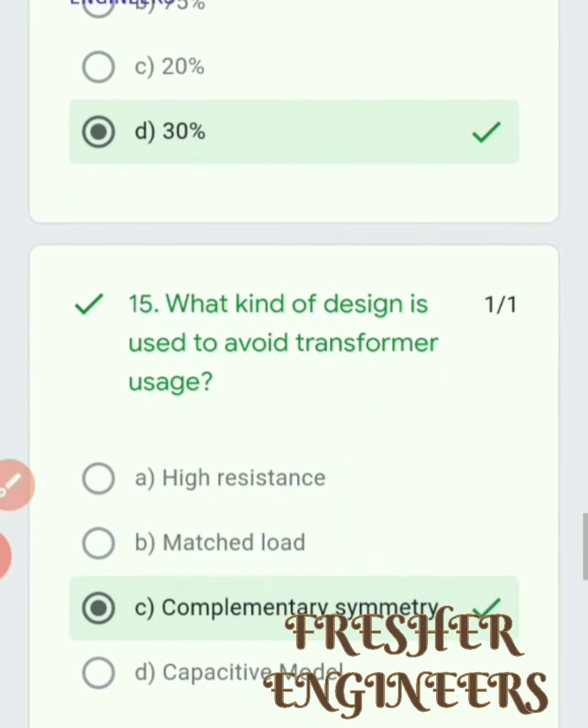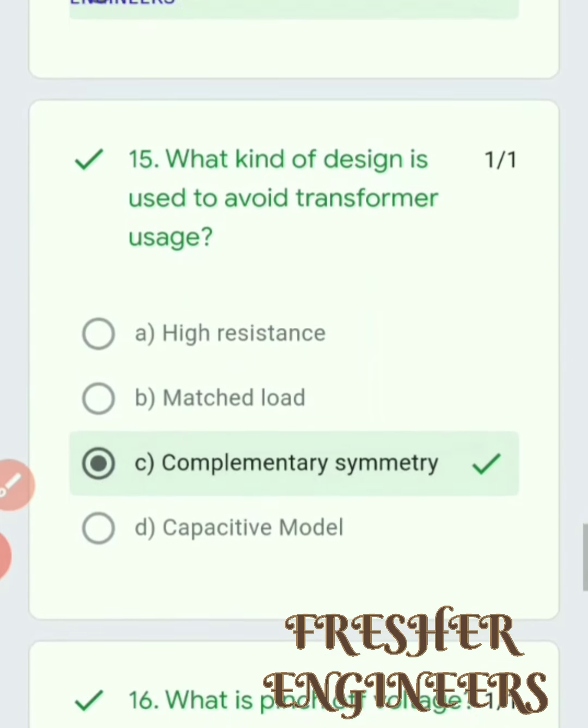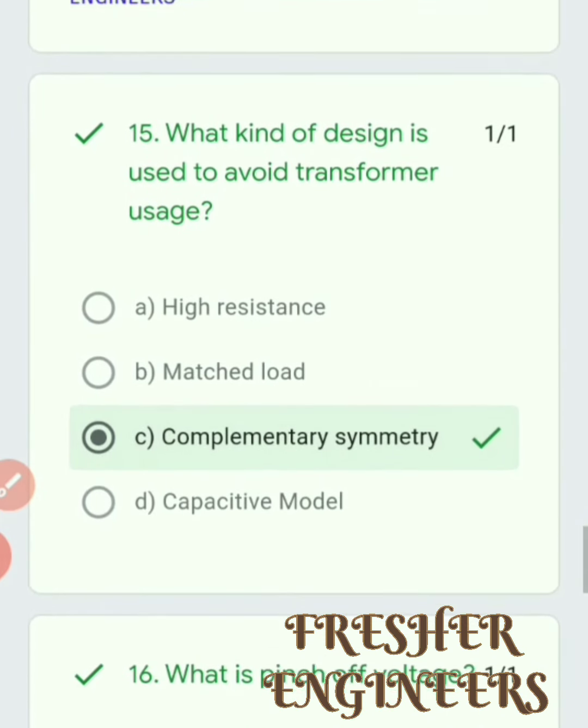What kind of design is used to avoid transformer use? Complementary symmetry. Hence, the correct option is C.